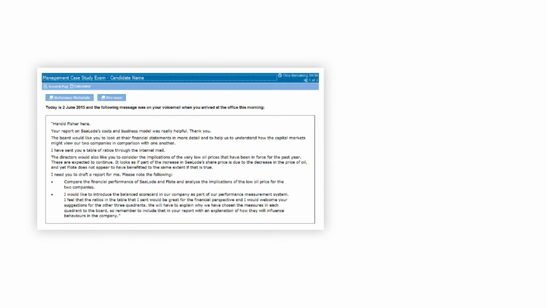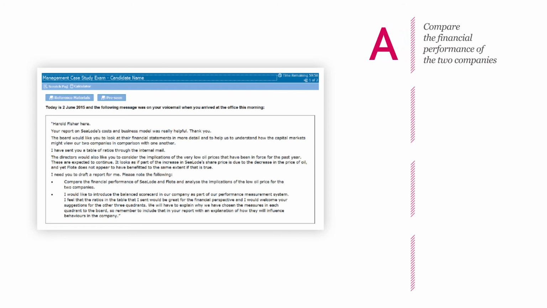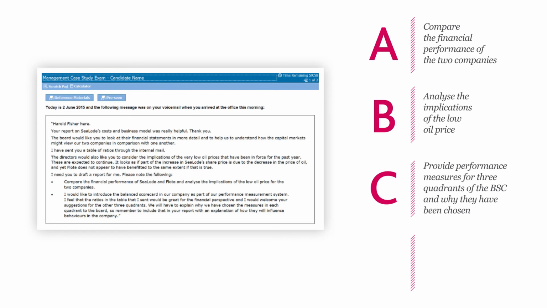This can be broken down into 4 requirements. A. Compare the financial performance of the two companies. B. Analyse the implications of the low oil price. C. Provide performance measures for 3 quadrants of the BSC and why they have been chosen. D. Explain how these measures will influence behaviours.